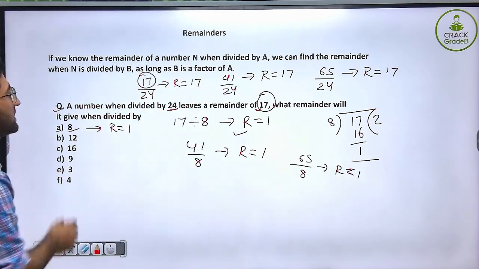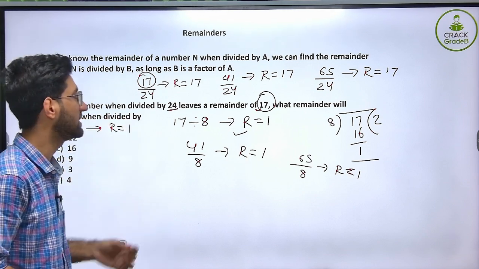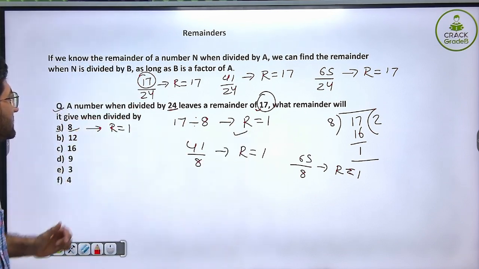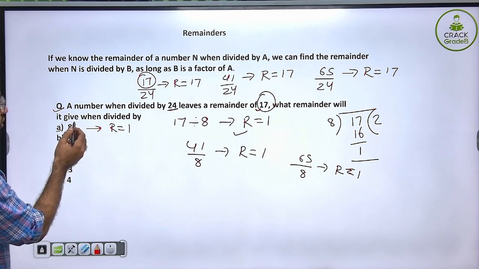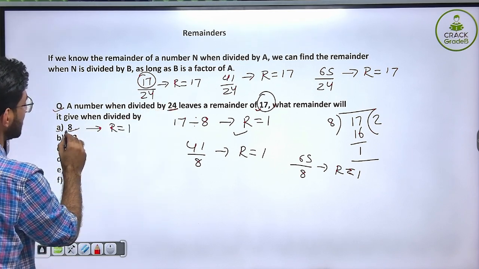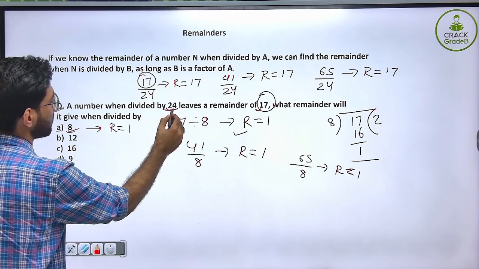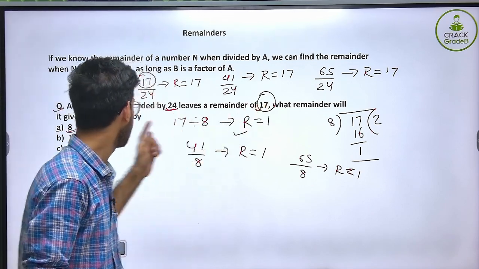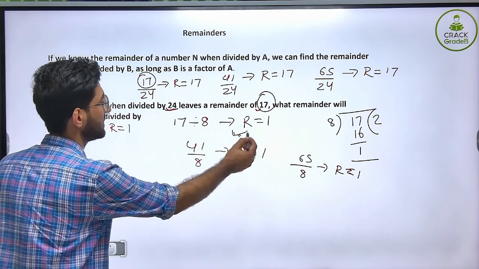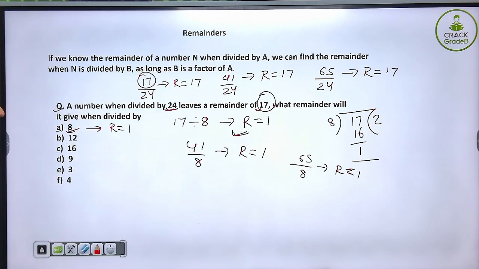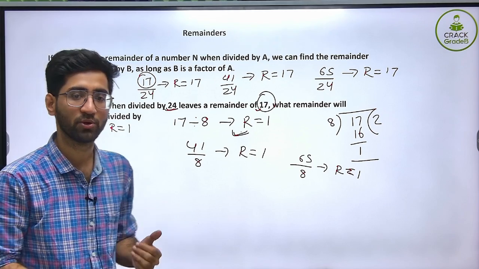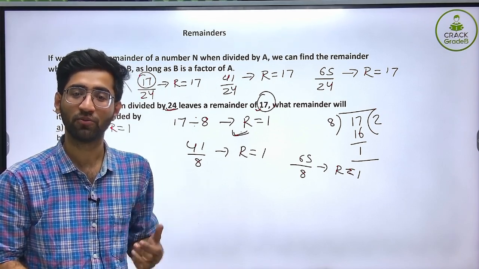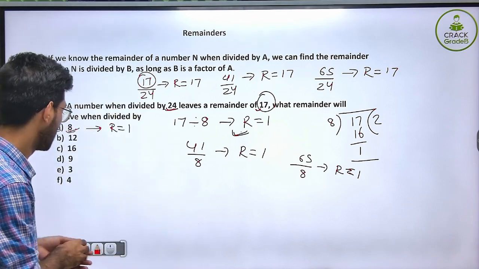So whenever you get this kind of question, that a number when divided by 24 leaves a remainder of 17, what remainder will it give when divided by 8? You just have to notice that 8 is a factor of 24. It means we can directly divide remainder 17 by 8, and the remainder we get, 1, will be the answer, right? Okay, we will solve a few more questions, then only you will be able to retain this concept forever, right?